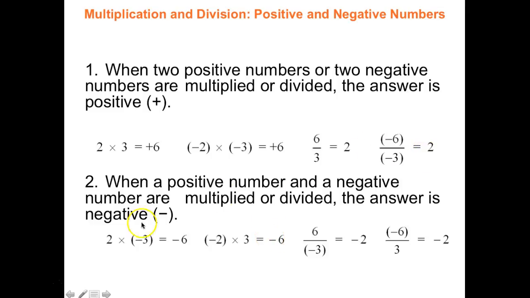But if you're multiplying a negative and a positive number, then the answer is negative. So in all of these cases where you're multiplying and one of the numbers is negative, the answer is also negative. Even when you're dividing, it doesn't matter whether the numerator is negative or the denominator is negative, the answer will also be negative.